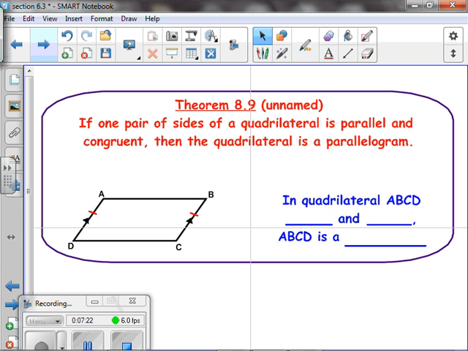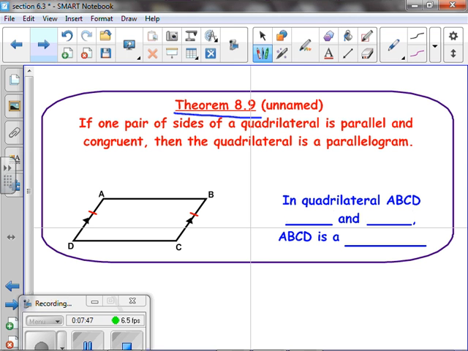Theorem 8.9. Notice I didn't go quite in order there, but I am using two different books, so I wanted to keep the theorems named the way that you are used to seeing them named, so I moved a few things around. Theorem 8.9 says that if one pair of sides of a quadrilateral is parallel and congruent, then the quadrilateral is a parallelogram.